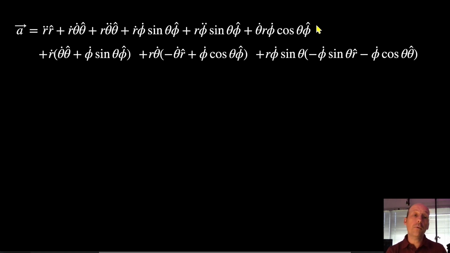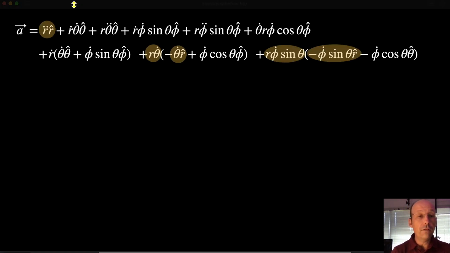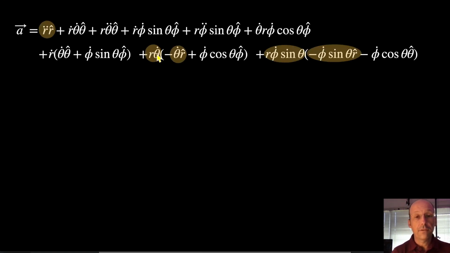Okay, so next thing I want to do is gather all the r hat terms together, gather all the theta hats, and gather all the phi hats. So all of these terms have r hat. So this one, I'm multiplying it out, right? This is r theta dot times negative theta dot r hat. That's an r hat term. And same thing over here. You have to multiply it out, but you do get an r hat term.